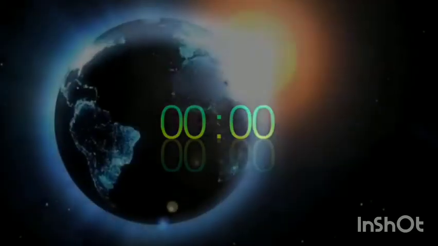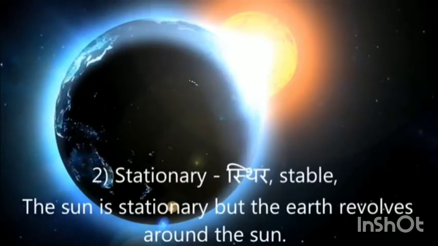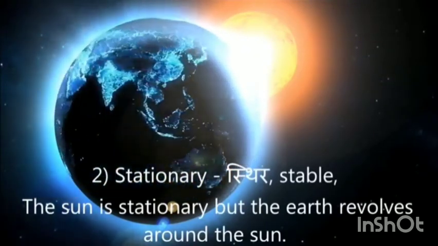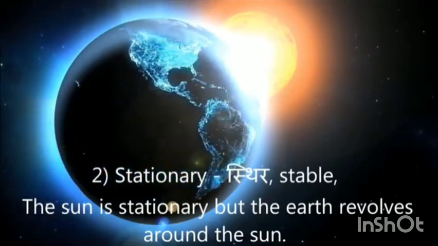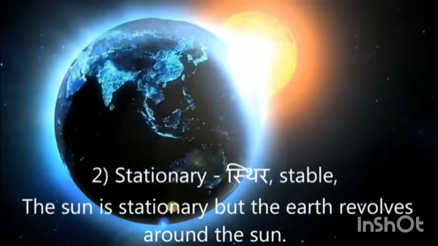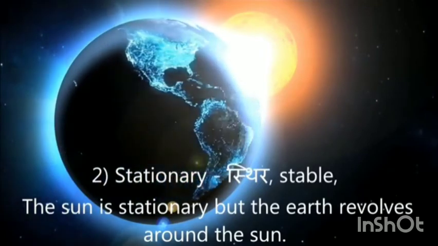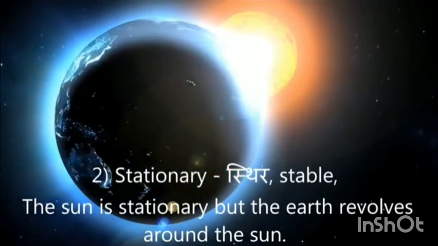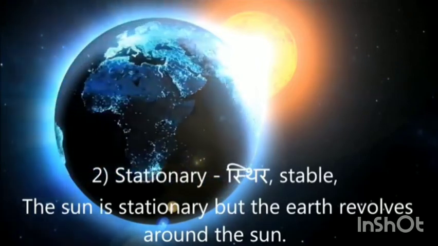I hope you might have written. Stationary, the meaning is sthir or stable. As we have seen, the sentence you can make: the sun is stationary but the earth revolves around the sun. The spelling is stationary. Sun sthir hai apni jagah, it's stable but the earth revolves around it. Now the time for your third word.